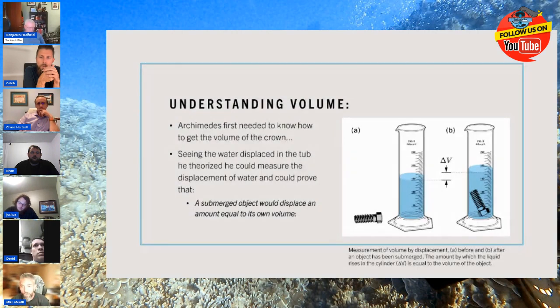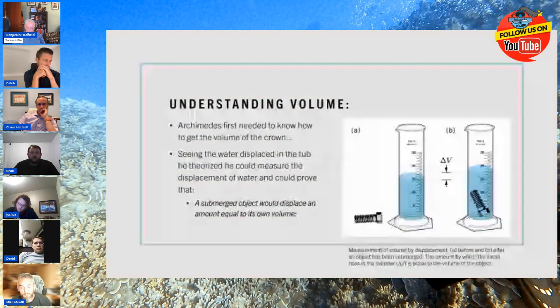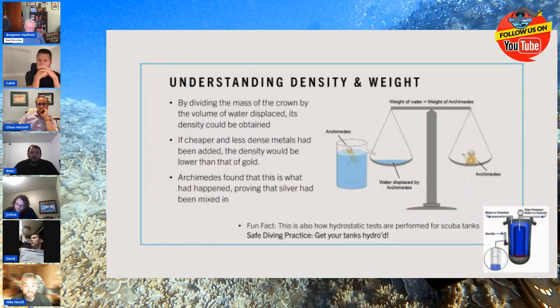In this example, you can see that this little bolt, when put in water, displaces about 20 milliliters of water. So the volume of that bolt is 20 milliliters. That's important when we start talking about buoyancy and flotation and understanding things like density and weight. By dividing the mass of the crown by the volume of water displaced, he could understand if cheaper or less dense metals had been added, because the density would be lower than gold. He found out that was actually the case, and he proved that there had been some silver mixed in. I'm pretty sure the goldsmith was executed, although I cannot confirm that.